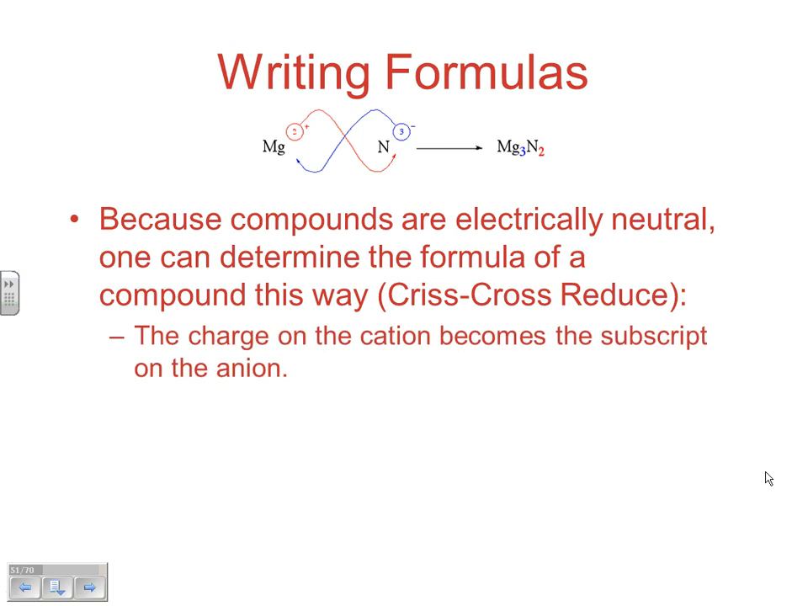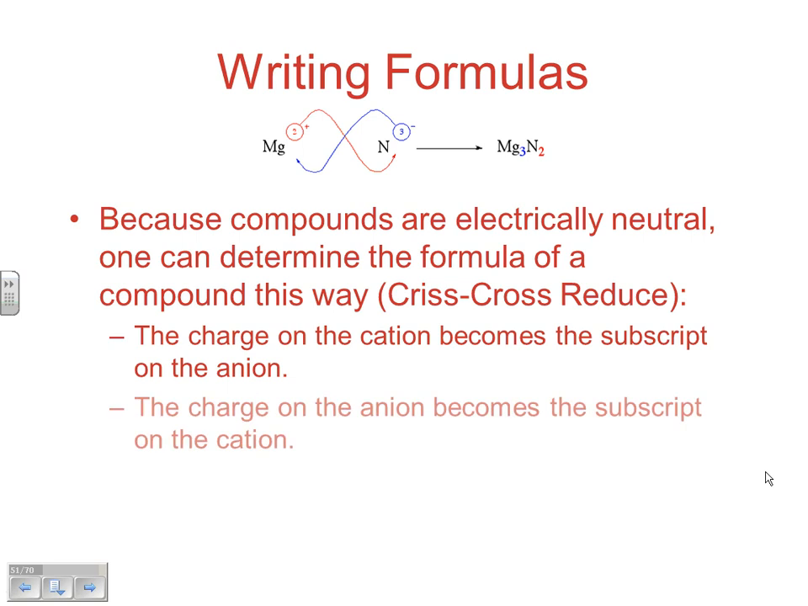Now, because compounds are electrically neutral, you can determine the formula of a compound in this way. Remember this from last year? We always called it crisscross reduce. So if you've got an ionic compound, the electron transfer needs to be equal, and that demands a very specific number of cations and anions together. And you can use charge to determine what that number is. So the charge of the cation becomes the subscript on the anion, and vice versa. So that's why we call it crisscross.